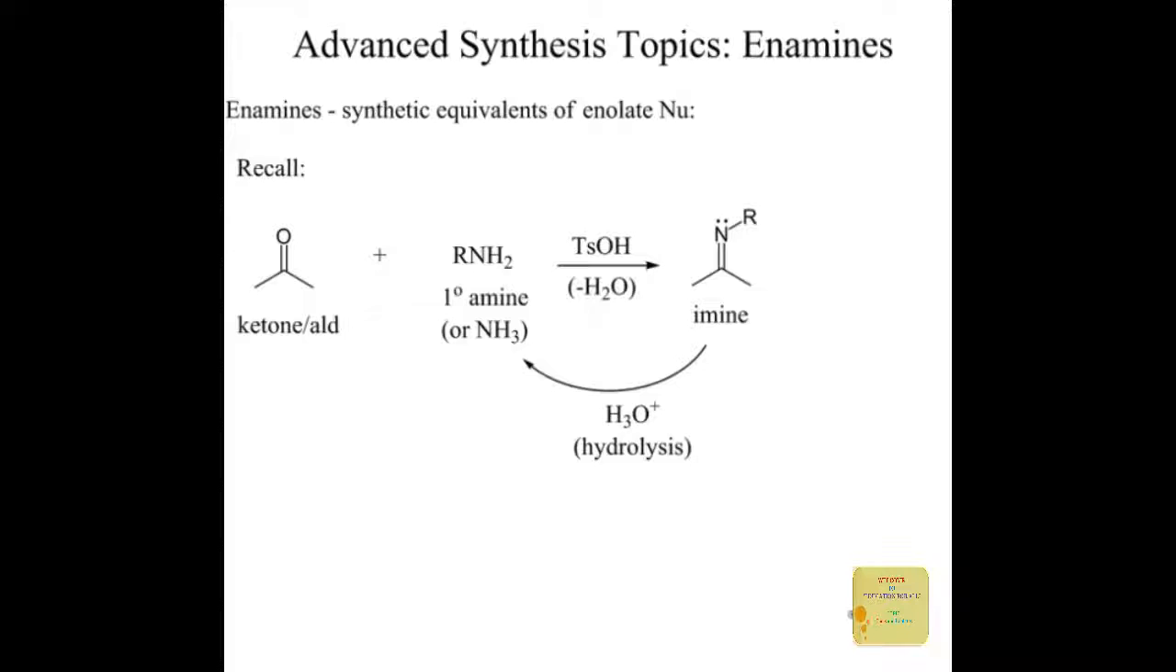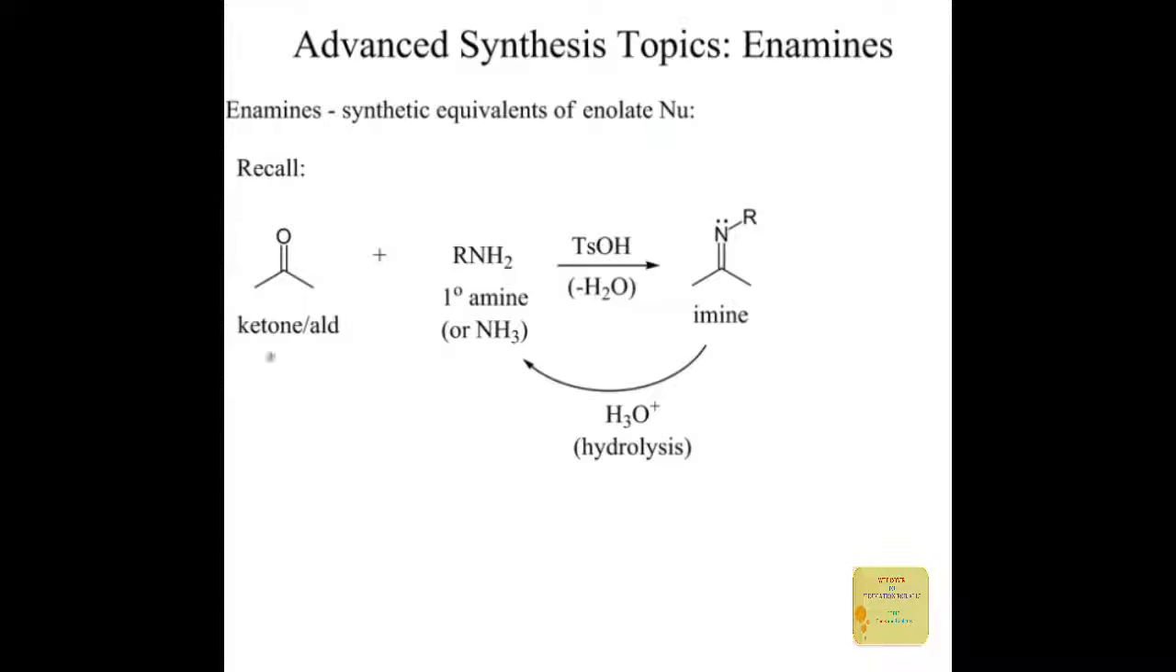Now there's another advanced synthetic topic, and that's dealing with enamines. This is another functional group that's related to enols and enolates, so this would be a good time to talk about it. Turns out these are also synthetic equivalents of enolate nucleophiles. So let's think about where an enamine comes from.